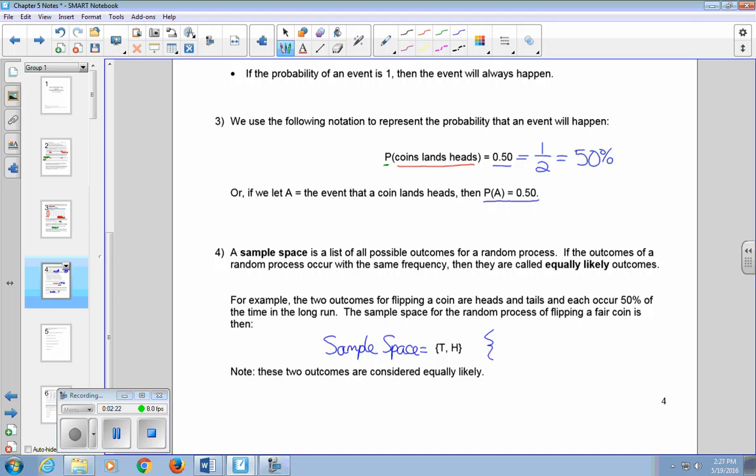And this set of braces is just some set notation. So it's our set of outcomes. So note, these 2 outcomes are considered equally likely because they both have the same probability of 1/2. We could say that the probability of getting tails is 1/2. And the probability that the coin lands heads is also 1/2. So again, equally likely means they have the same probability.